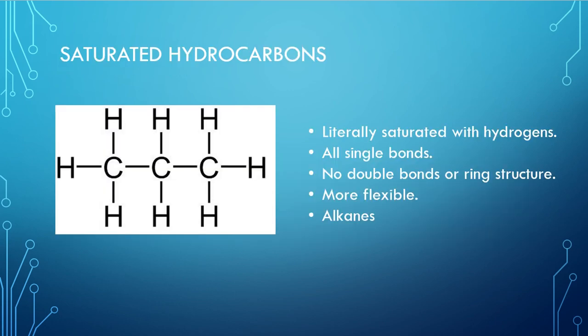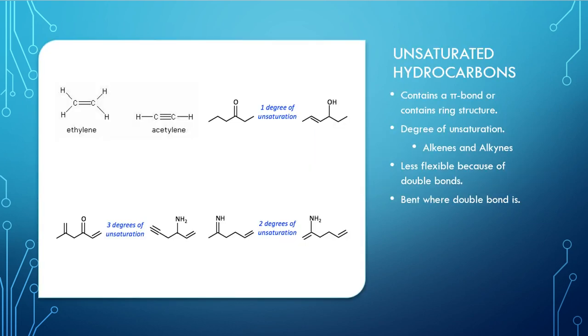So we'll start with our saturated hydrocarbons. These are our non-cyclic carbon frameworks that contain only single bonds and no pi bonds. These are also called alkanes. The reason that they're called saturated is because they have only single bonds and no double bonds or ring structure, which means they are quite literally saturated with hydrogen. And them being saturated with hydrogen is why they are more flexible than their unsaturated kin, because of the lack of pi bonds.